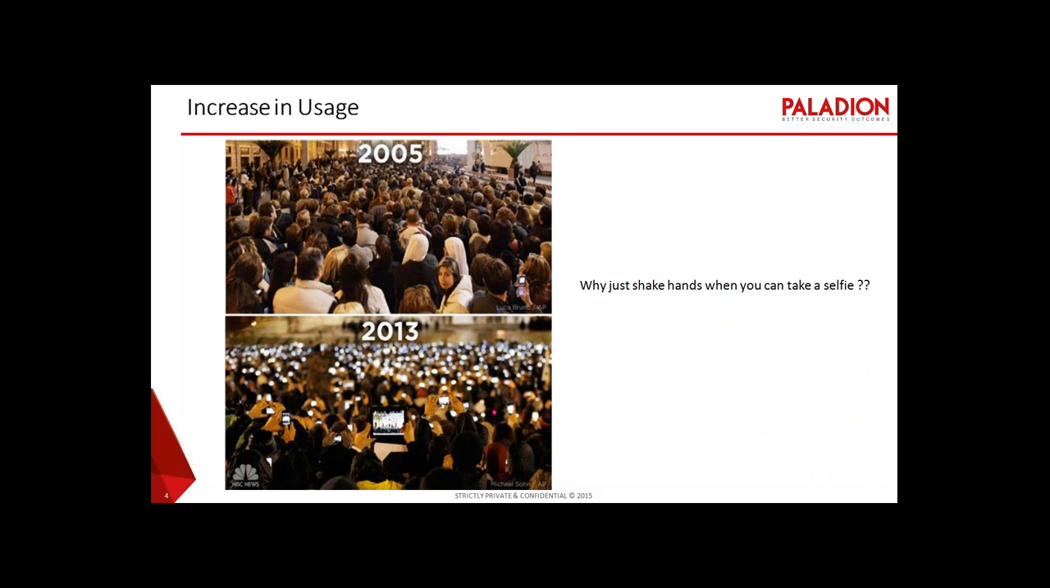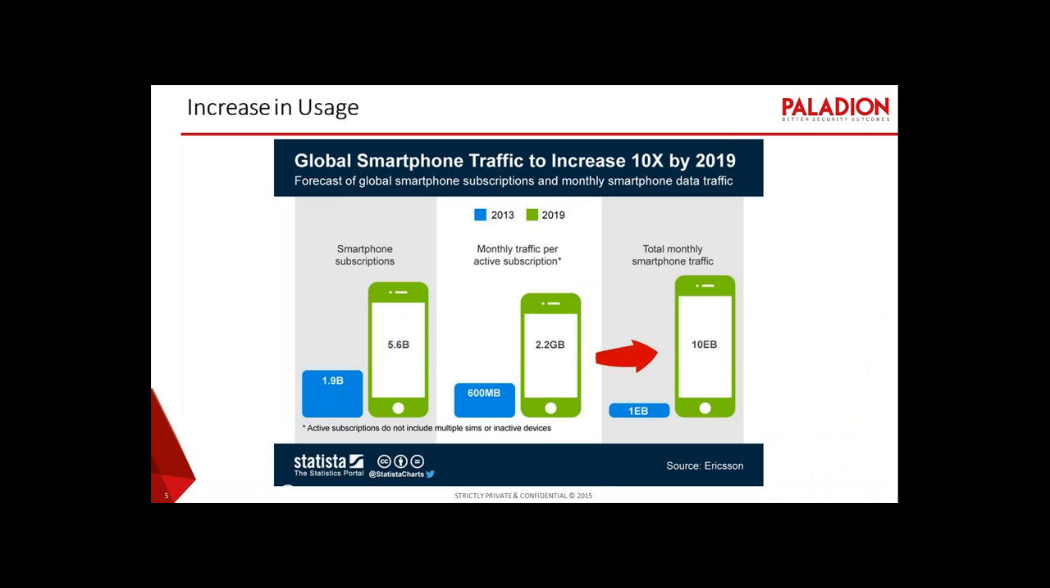Next. This is a small stat by Statista on the global traffic and how fast it is increasing. This shows the increase in traffic from 2013 to 2019. You can see the traffic per active subscription, per active subscription in the sense of per registered mobile number. This is the traffic which is going on average. Now, this is going to move to a smartphone traffic of 10 exabytes. So that is how there will be a huge leap in the traffic usage.